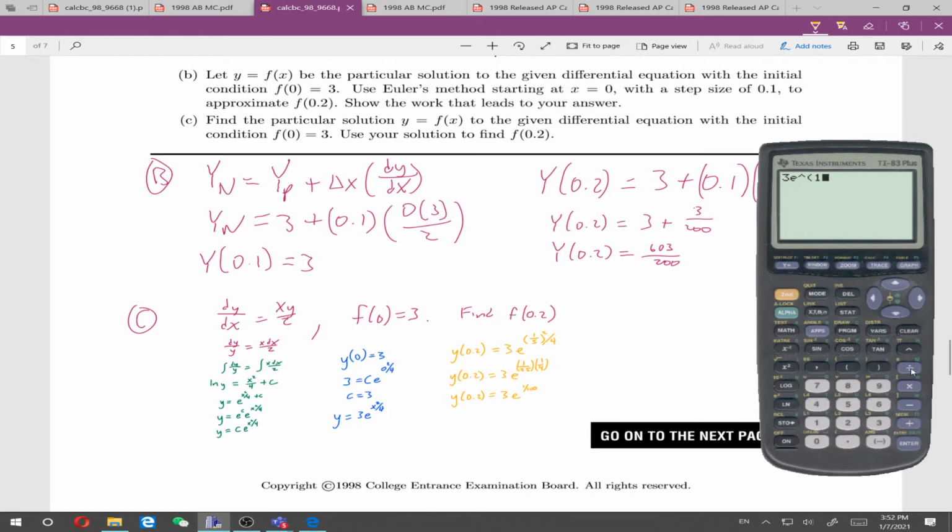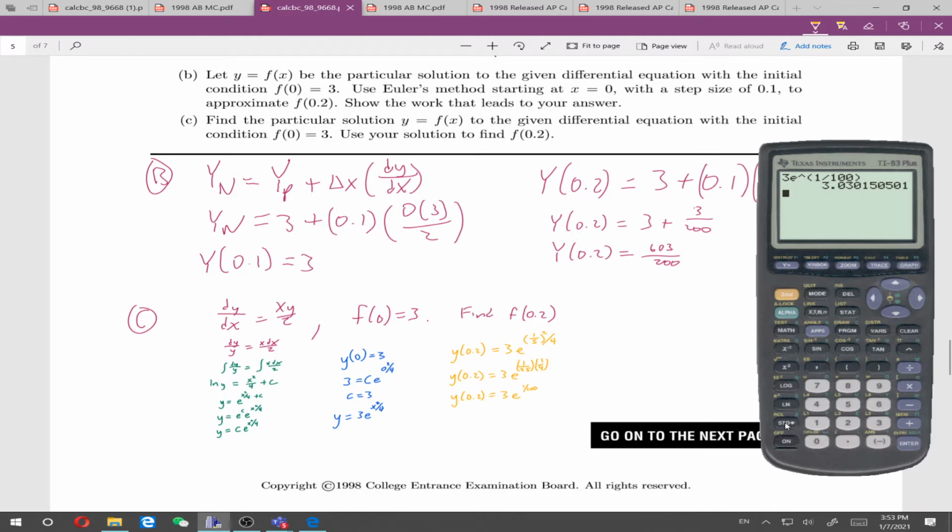Find y of 0.2 using the new equation and subtract. Okay, you're right. So find our y value at 0.2, so the actual answer of 3e to the 1 over 100 power, and subtract our estimate that we had for 0.2 using Euler's method, which was 603 over 200.